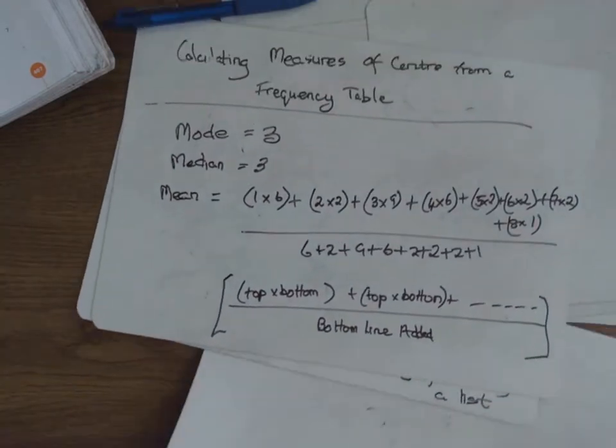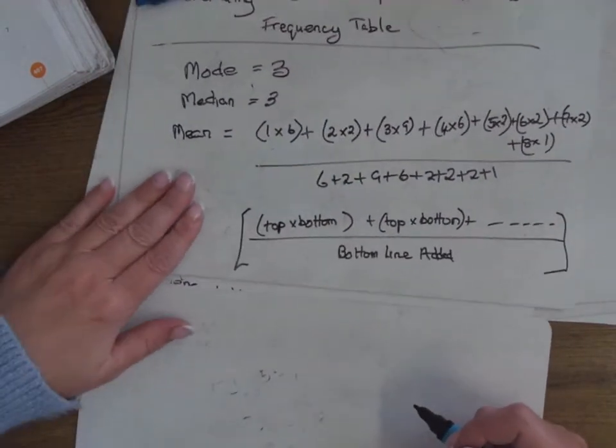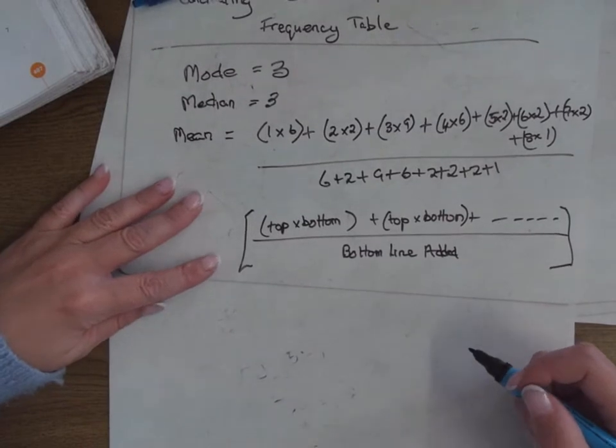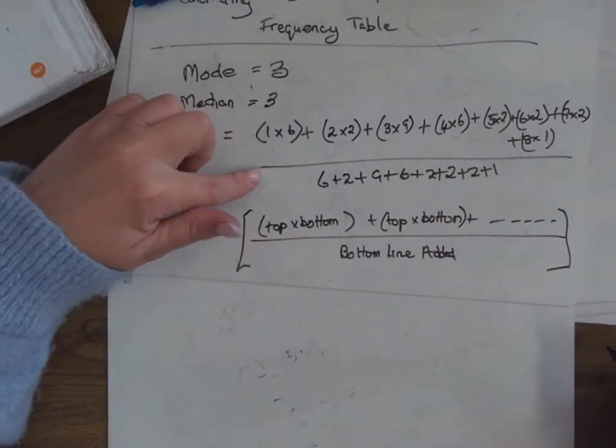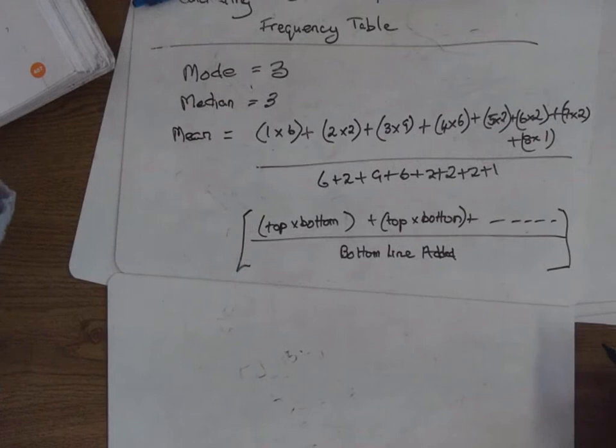Okay? I'm sick of correcting tests where it's not written out. Because it's so easy. Look at all the numbers you have to type in. It's so easy to type in the wrong number.